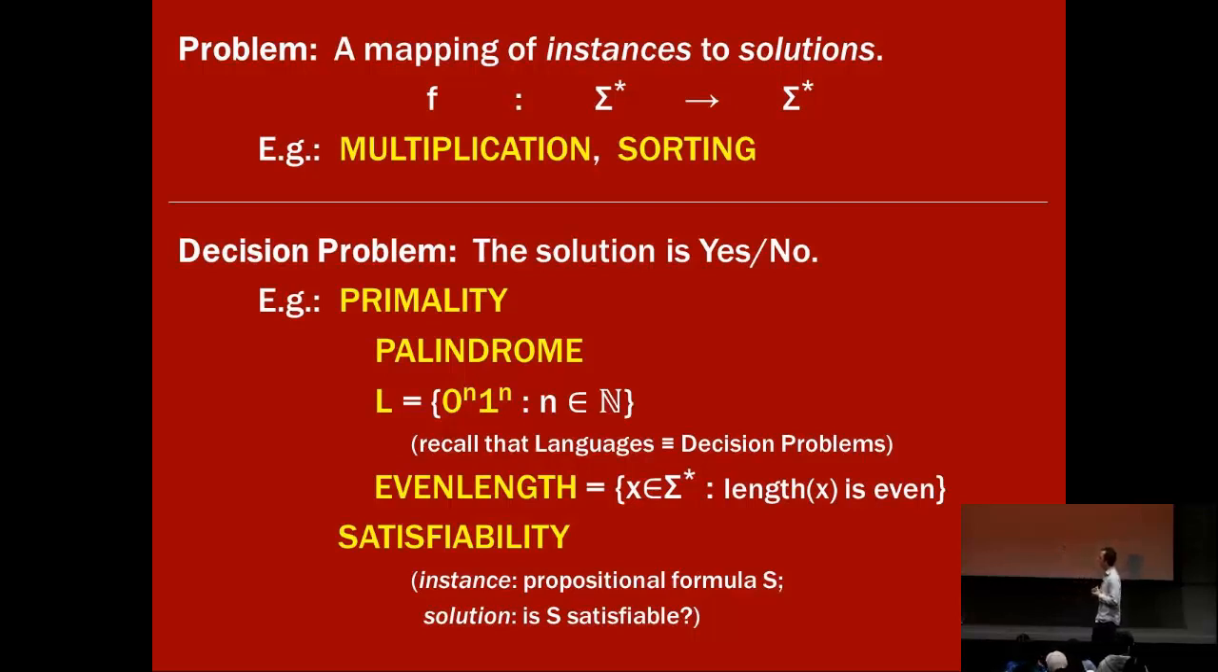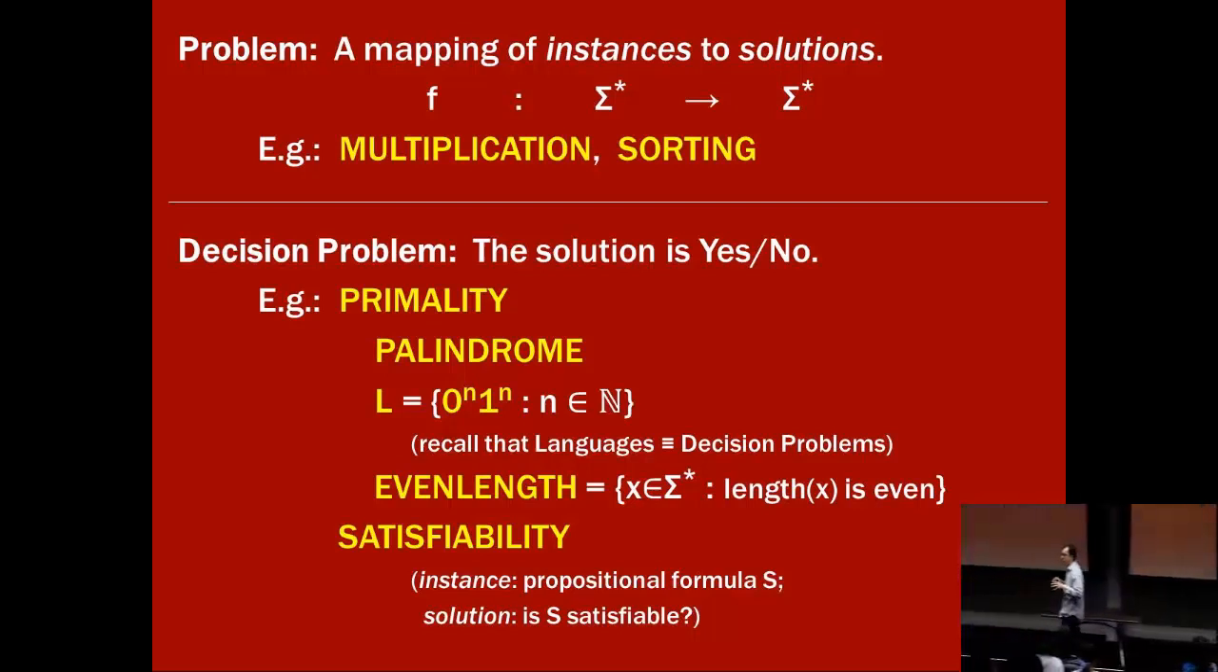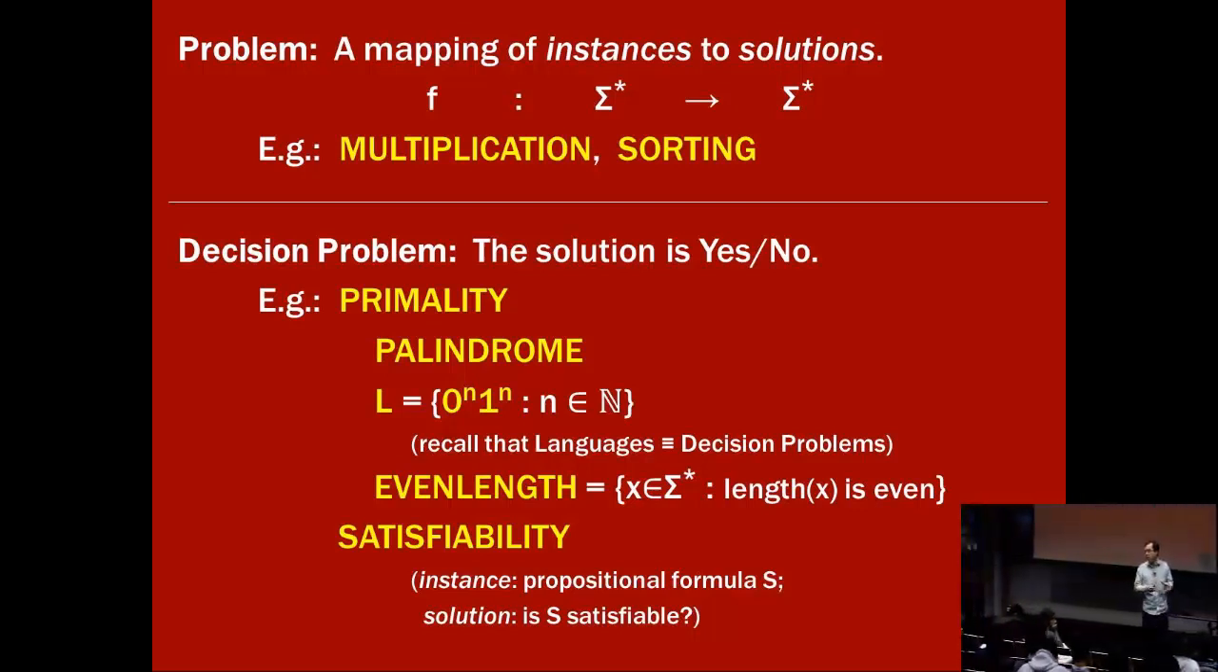We also like to concentrate a lot on this special case of a decision problem. It's essentially without loss of generality. A decision problem is just a problem where the solution is either yes or no, or true or false, accept or reject. Okay, so we saw some examples of decision problems from the last time, like primality. Given a number, is it a prime number? Palindrome, given a string, is it the same as its reverse? This is one we talked about last time.